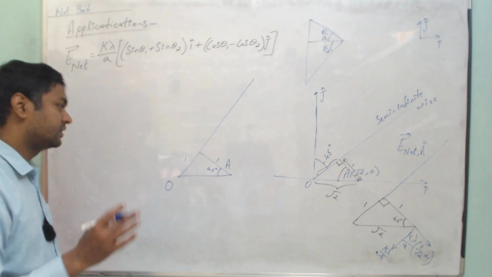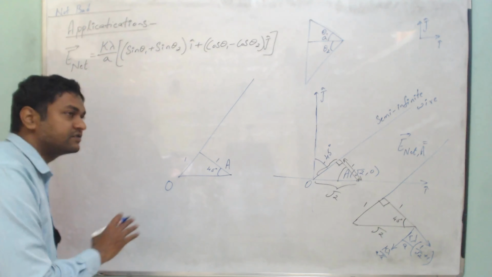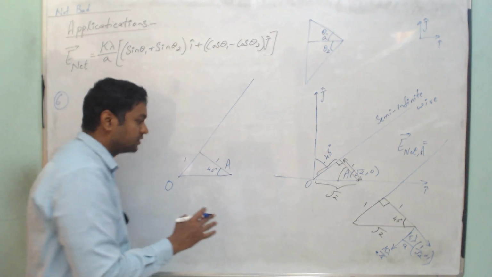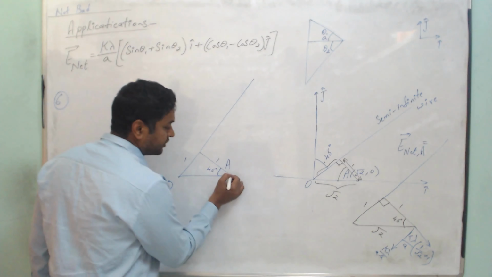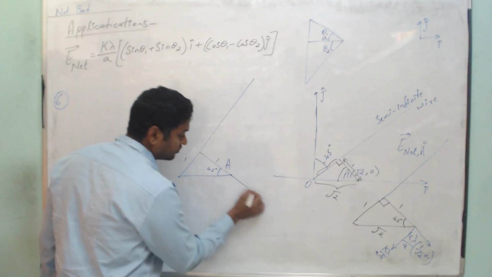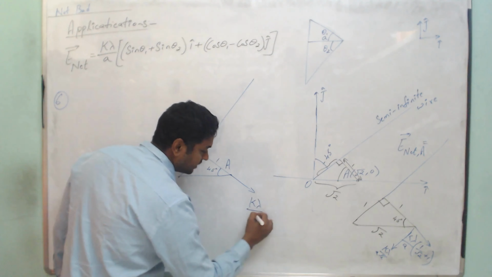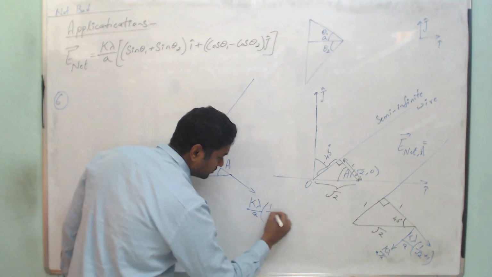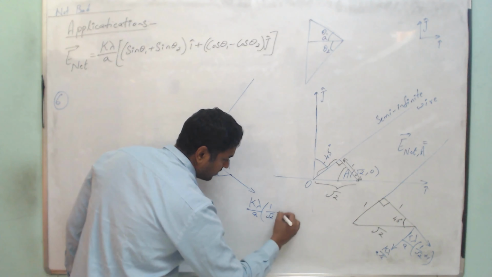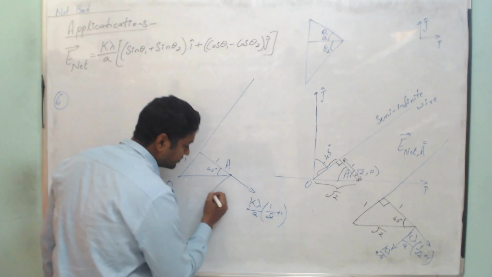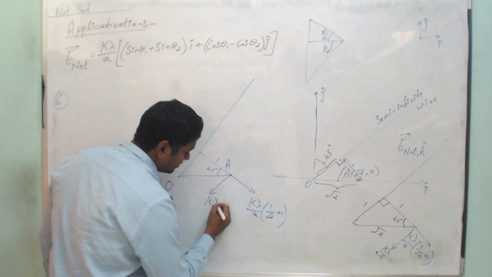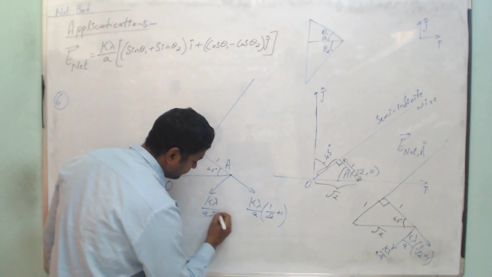Next, why is the previous problem useful for this problem? Because I already know the values of the electric field. Away from the wire it is going to be K lambda by A into 1 by root 2 plus 1. And the other one is K lambda by A root 2.